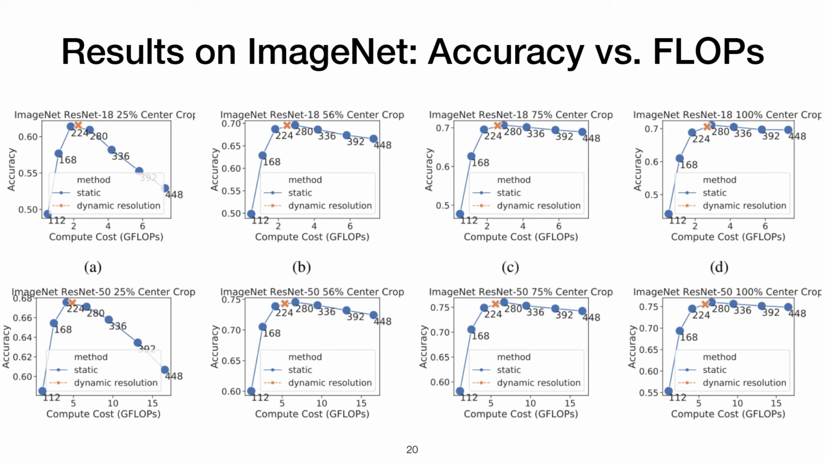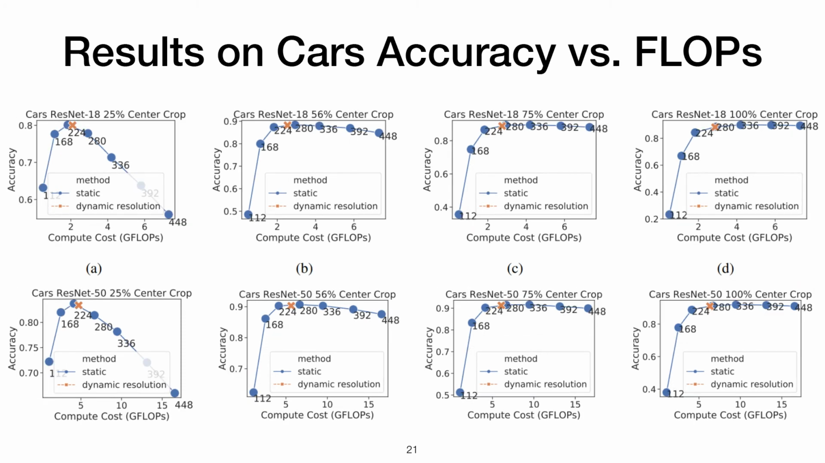The dynamic resolution approach is a single point on each plot, and we can see that it operates near the apex of accuracy in each scenario, at a comparable compute cost to always choosing the best resolution regardless of the crop size. Next, we move to the same evaluation, but instead on the cars dataset.